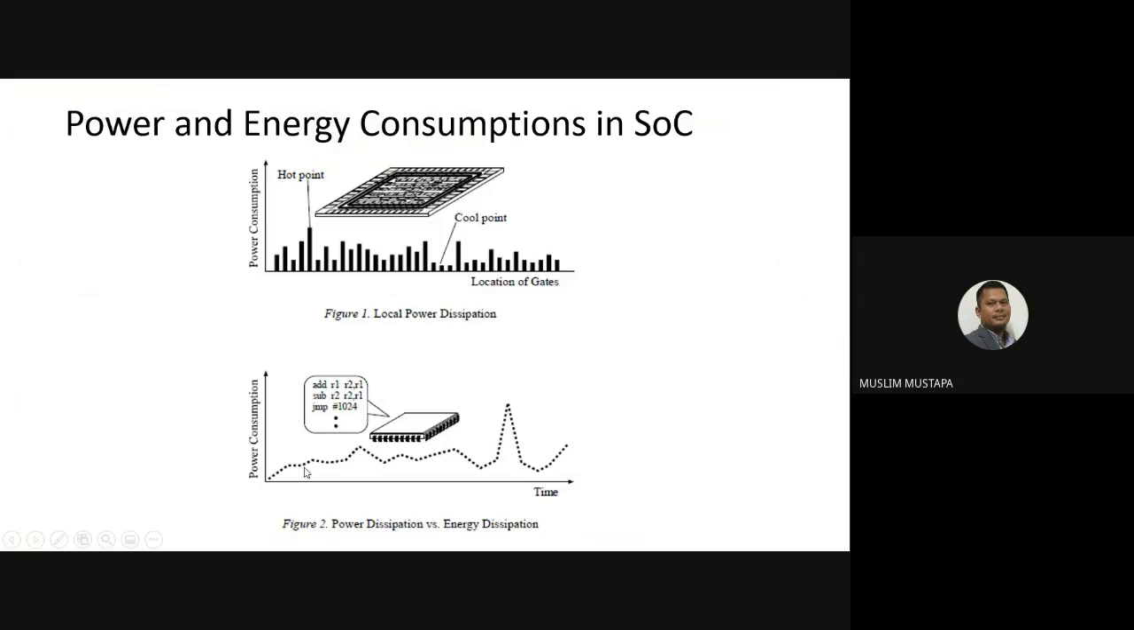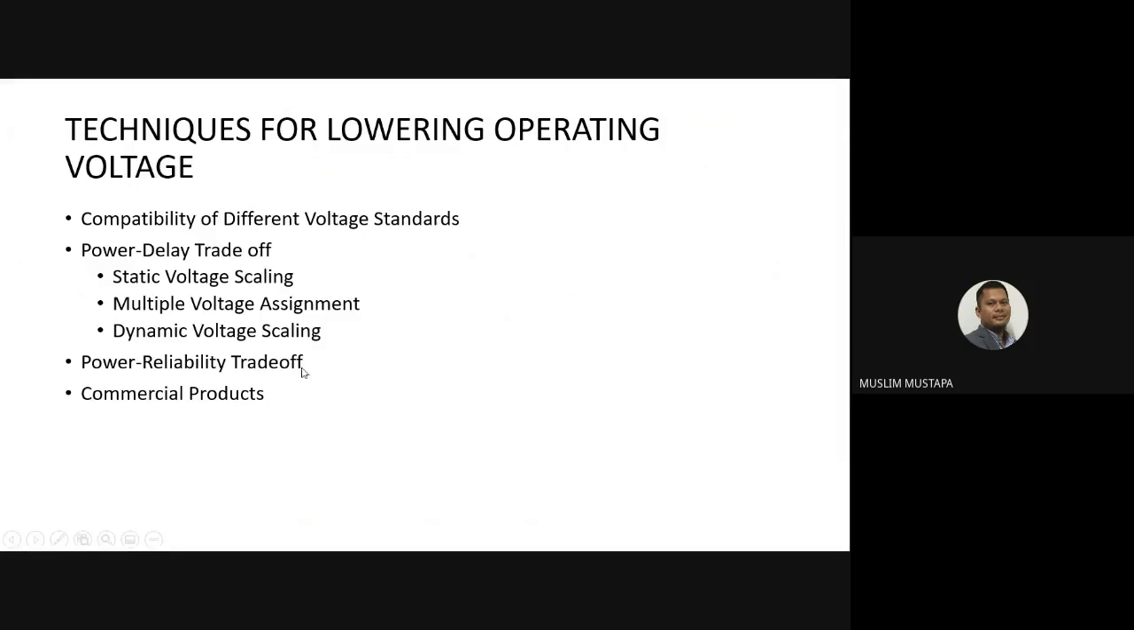So that's basically how the power dissipates. We are talking about the program that we are running on the SoC. Some programs might consume more power compared to other programs. There are a lot of techniques used to lower the operating frequency. We have to look into the compatibility of different voltage standards and then the power-delay trade-off. It's involved, and we're going to discuss it in detail after this. So this is just a point that we're going to look into.